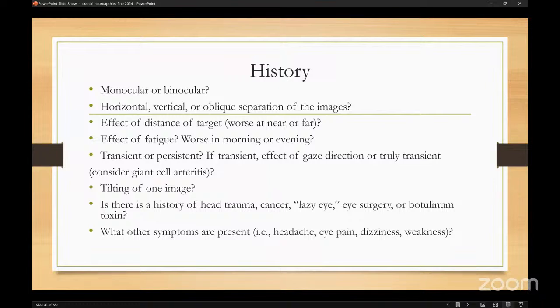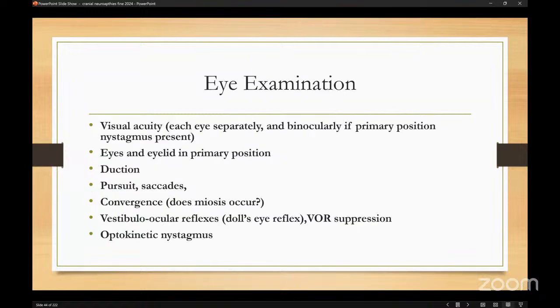So whenever a patient comes with a diplopia, you have to ask whether it's a monocular diplopia or a binocular diplopia. Then you have to ask whether there is a horizontal or vertical diplopia, whether it is near vision or far vision, whether there is worsening in the morning or evening, whether there is tilting of one image seen, or whether there is any associated headache, history, fatigue, weakness. These things you should ask.